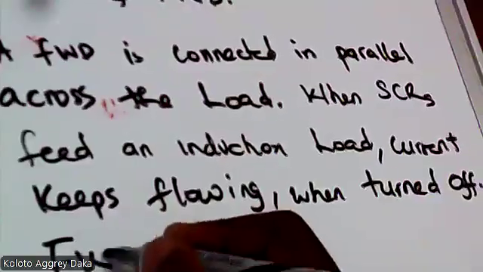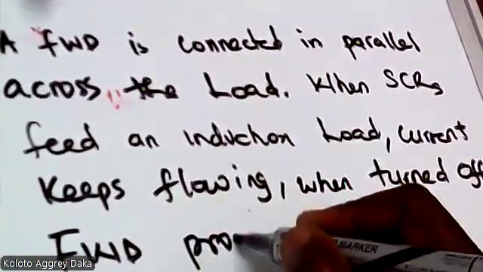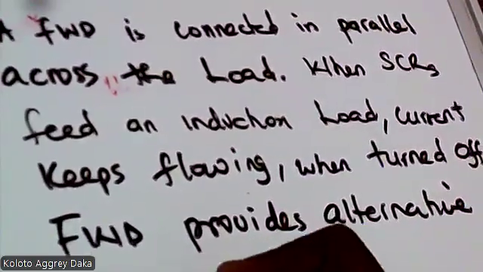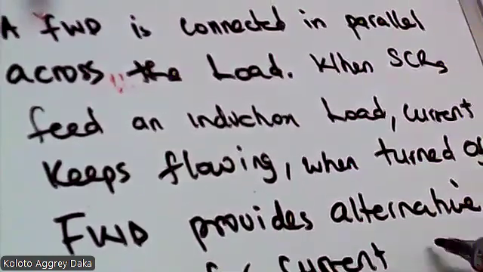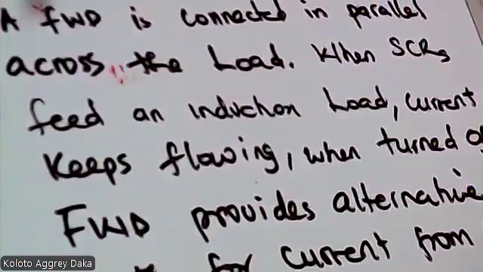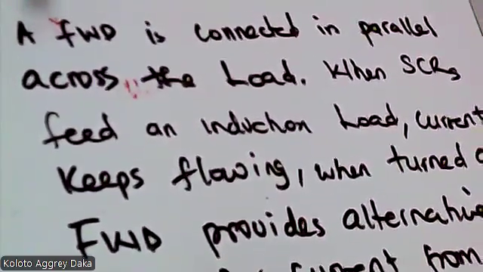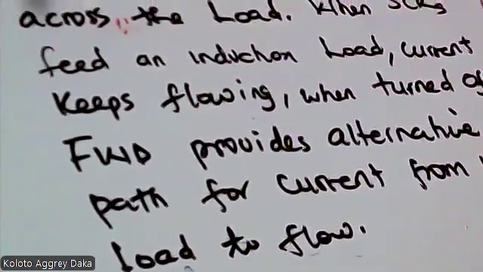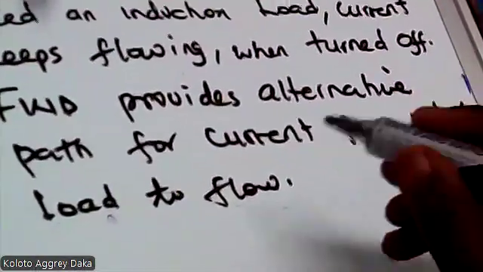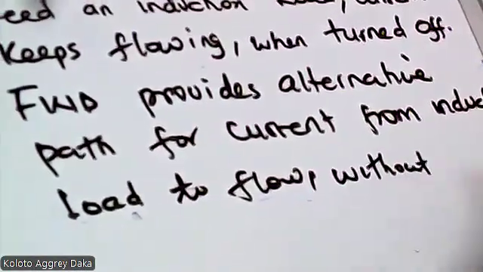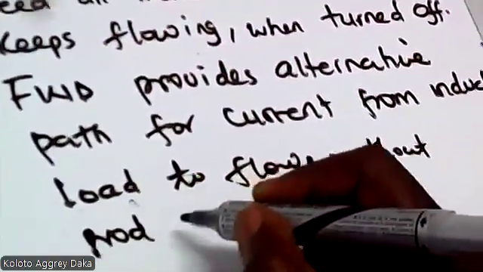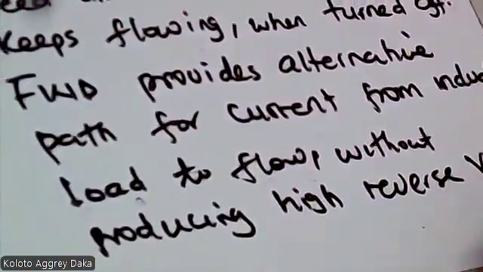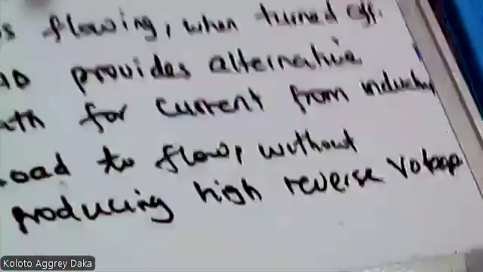So the freewheeling diode provides an alternative path for current from the inductive load to flow without producing a high reverse voltage.